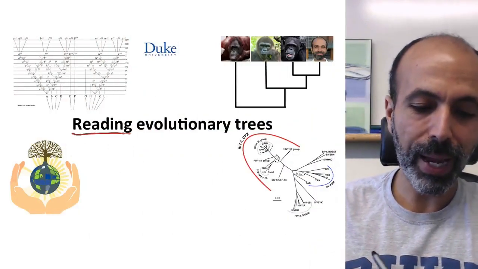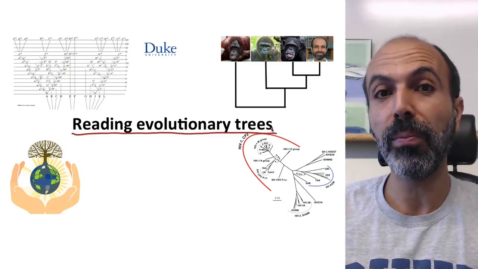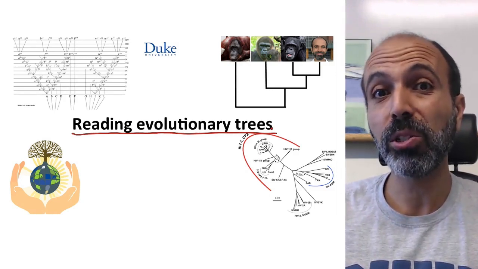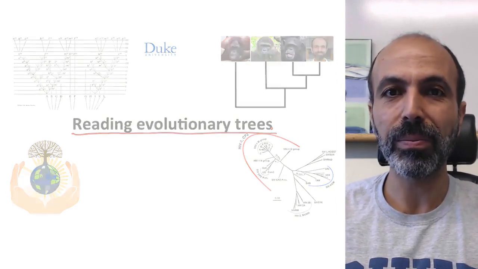In this set of videos, we'll be talking about evolutionary trees and the field of phylogenetics, the study of relationships among organisms. In this first video, we'll look at how you read evolutionary trees and how you understand the information within them. And then in subsequent videos, we'll look at how you generate evolutionary trees and some uses of having them. So let's go ahead and get started.